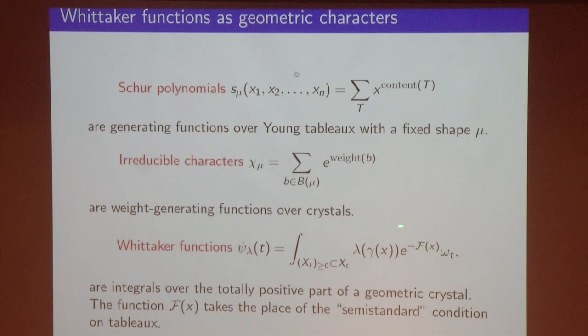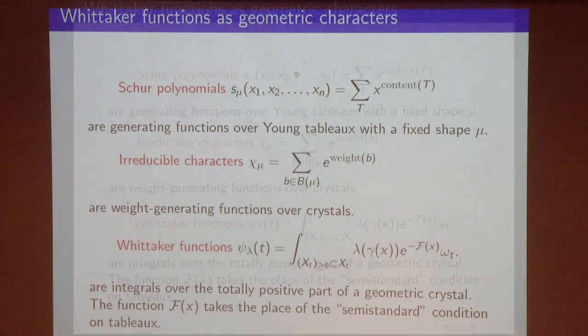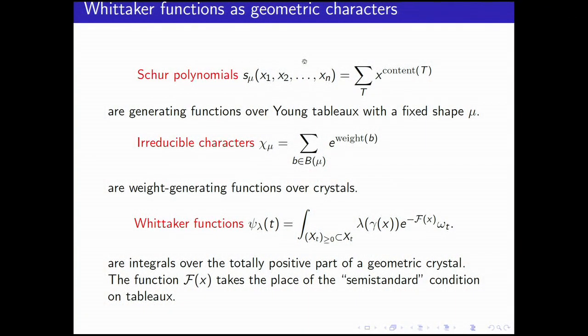So this function e to the minus f of x takes the place of the semi-standard condition on tableau, and basically it says that it's okay to not be semi-standard, but you have to pay a price for it. You contribute very little to this integral. So that's how I like to think about this particular integral formula.